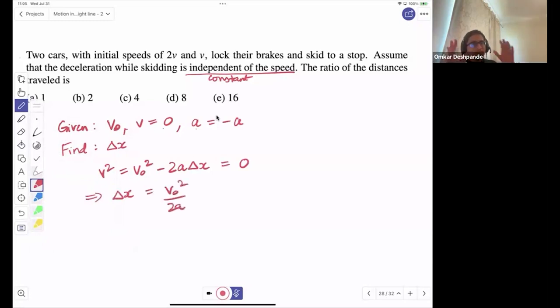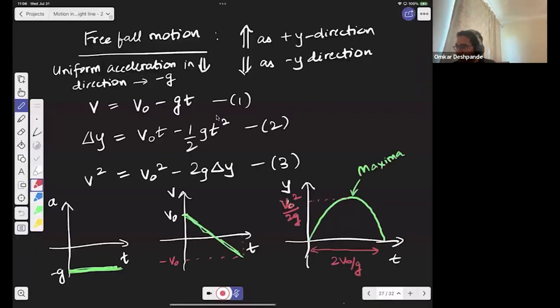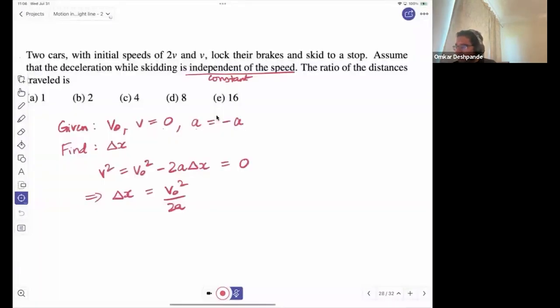Notice that this is similar to what happens in free fall motion. Obviously, the ball that's thrown up is not skidding to a stop, it comes instantaneously to rest and then comes back. But here, what's happening is analogous to what happens in free fall motion when you throw a ball up and it starts decelerating and comes to a halt. So notice that this formula is parallel to the formula for the maximum height in vertical motion.